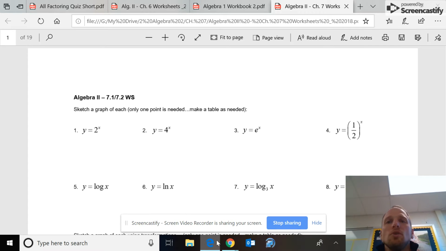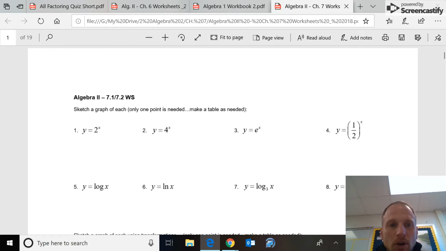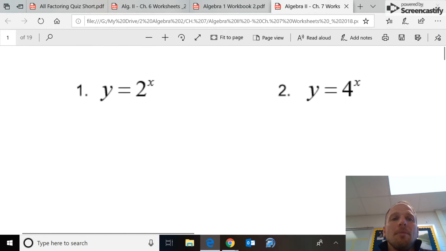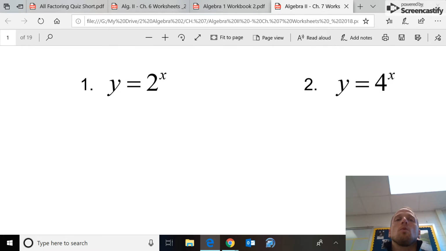We are getting ready to start another chapter. So today we're working on chapter 7, and we're going to do sections 1 and 2. We're going to be working with exponential functions and logarithmic functions this chapter. Those are some new words to you, and let's just kind of look at what we're doing.